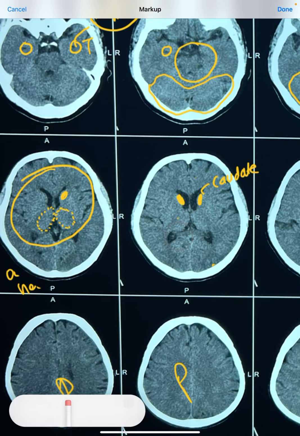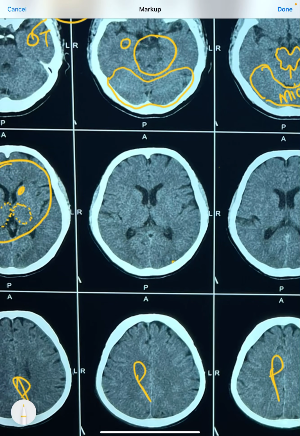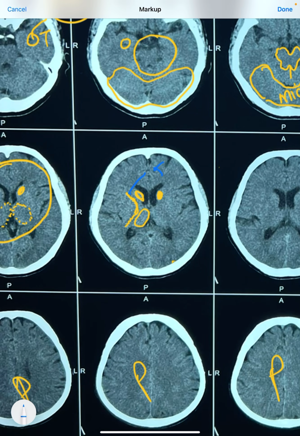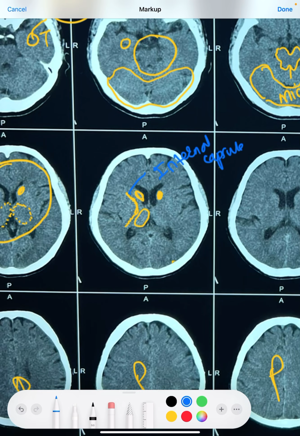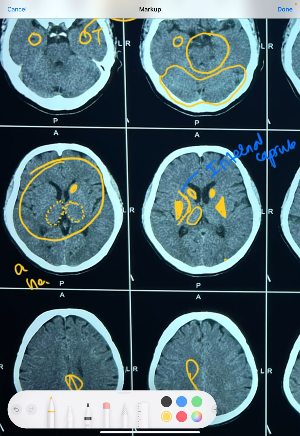Apart from these structures, this is caudate lobe, thalamus, and here you have hypodensity in this area, which is called internal capsule. And outside this internal capsule, what we have is the globus pallidus and putamen, which we call lentiform nuclei or lens-shaped nuclei. So this is lentiform nucleus. These are very, very important structures.